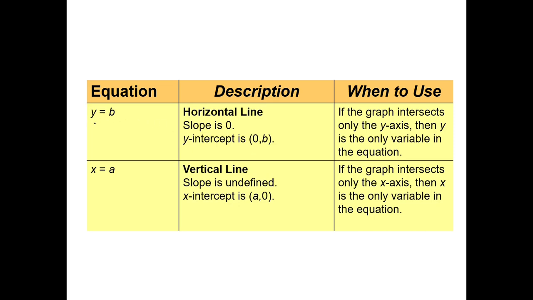y equals b is a horizontal line. It has a y-intercept of (0, b) with a slope of 0. x equals a represents a vertical line and the slope is undefined. Recall, all vertical lines have undefined slope, and in this case the x-intercept for a vertical line is (a, 0).